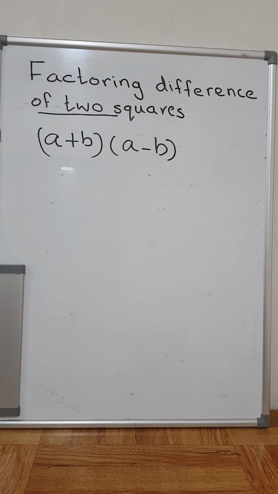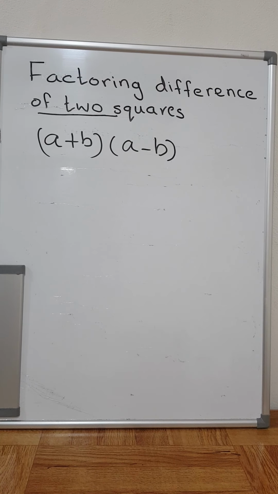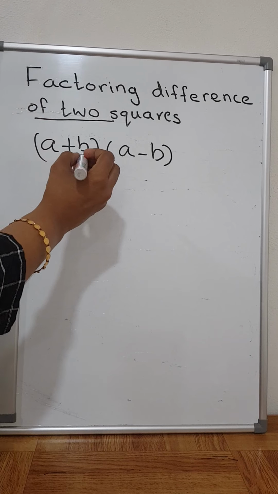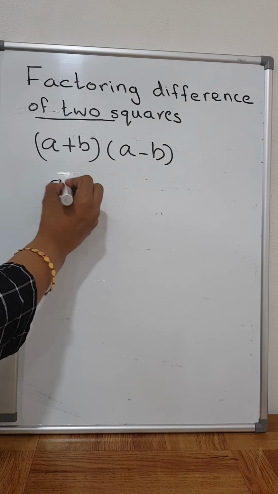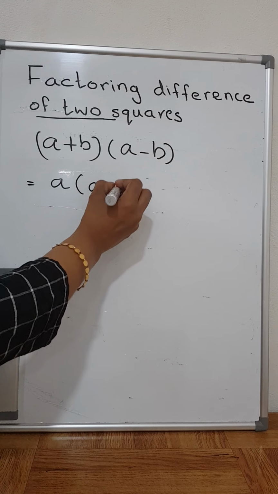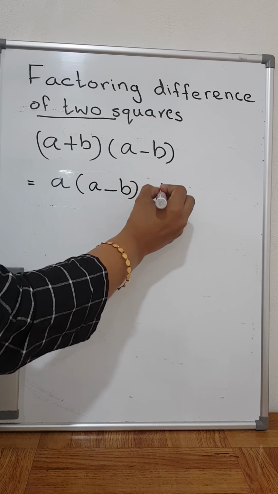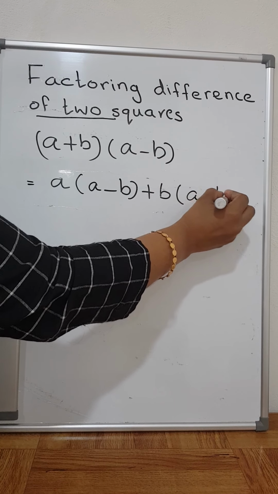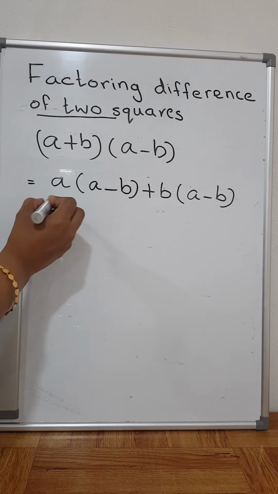Factoring difference of two squares. Let's first simplify (a + b) times (a − b). For that, we have to remove the bracket: a times (a − b) plus b times (a − b). Again, let's remove the bracket.